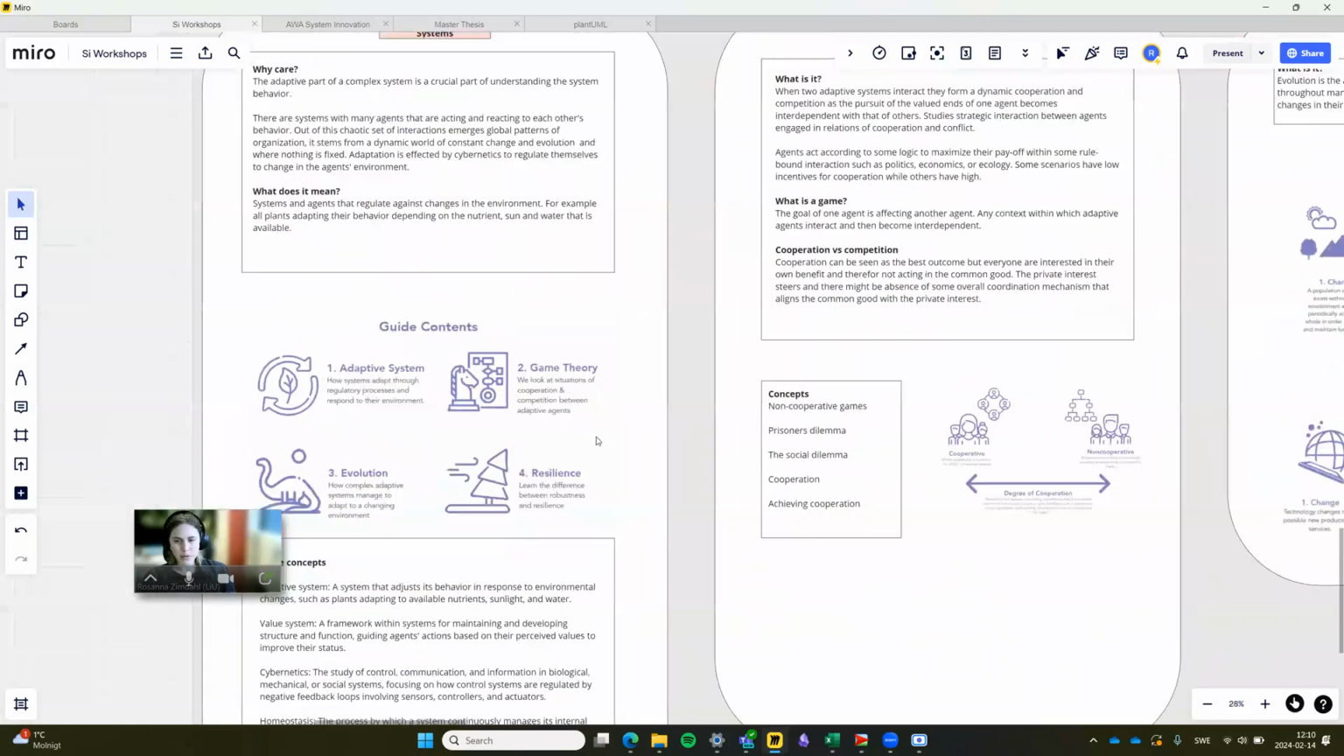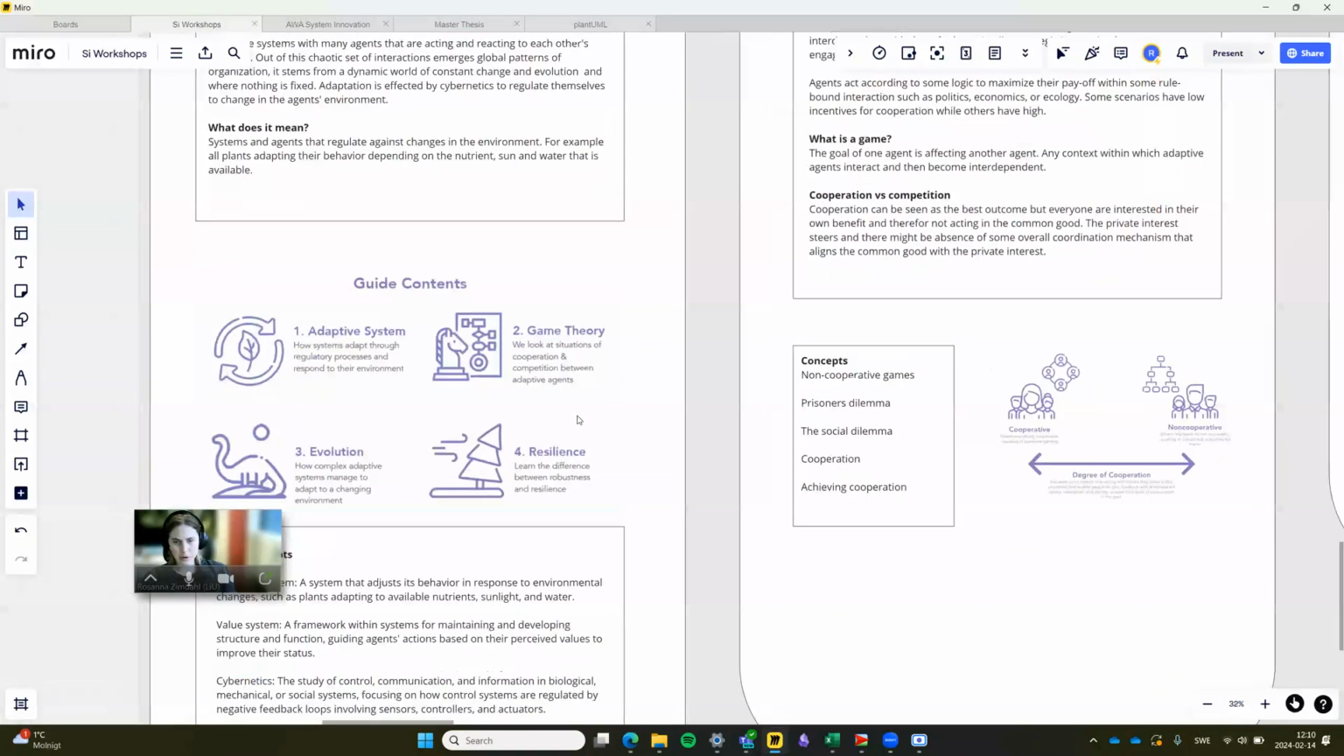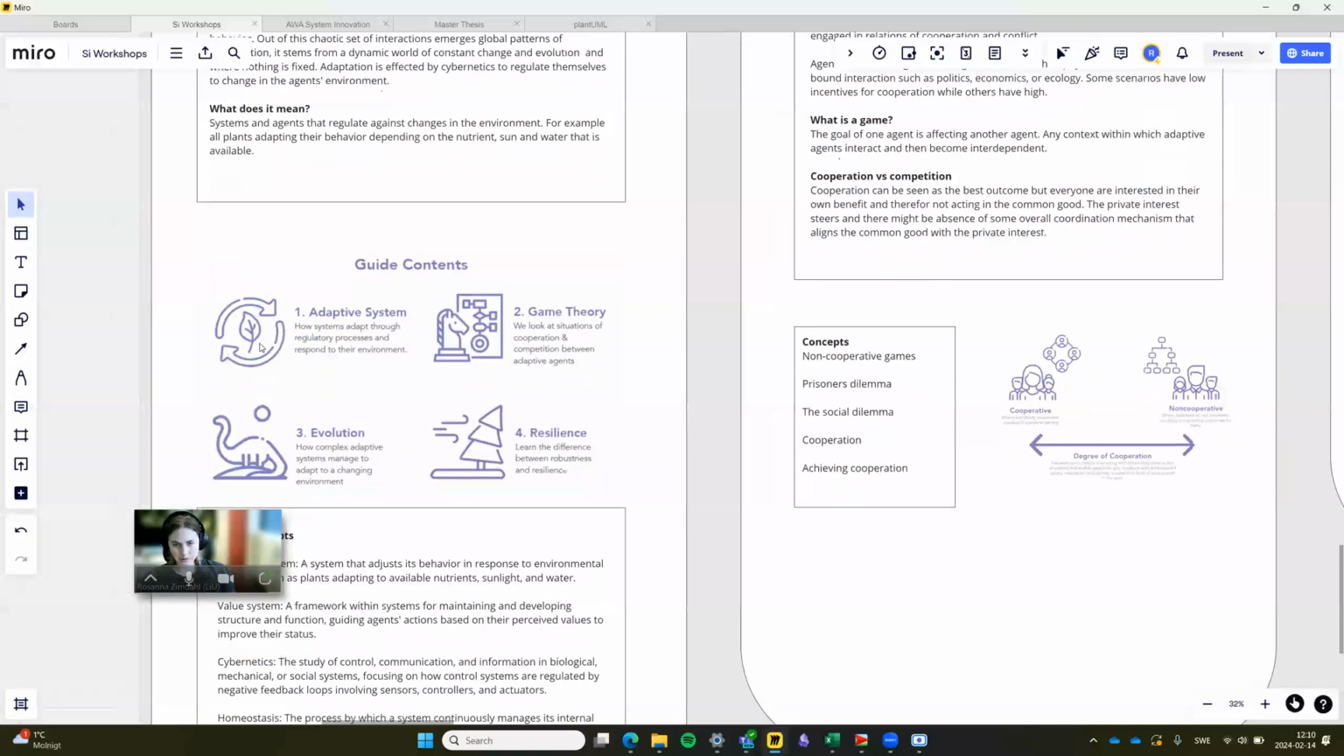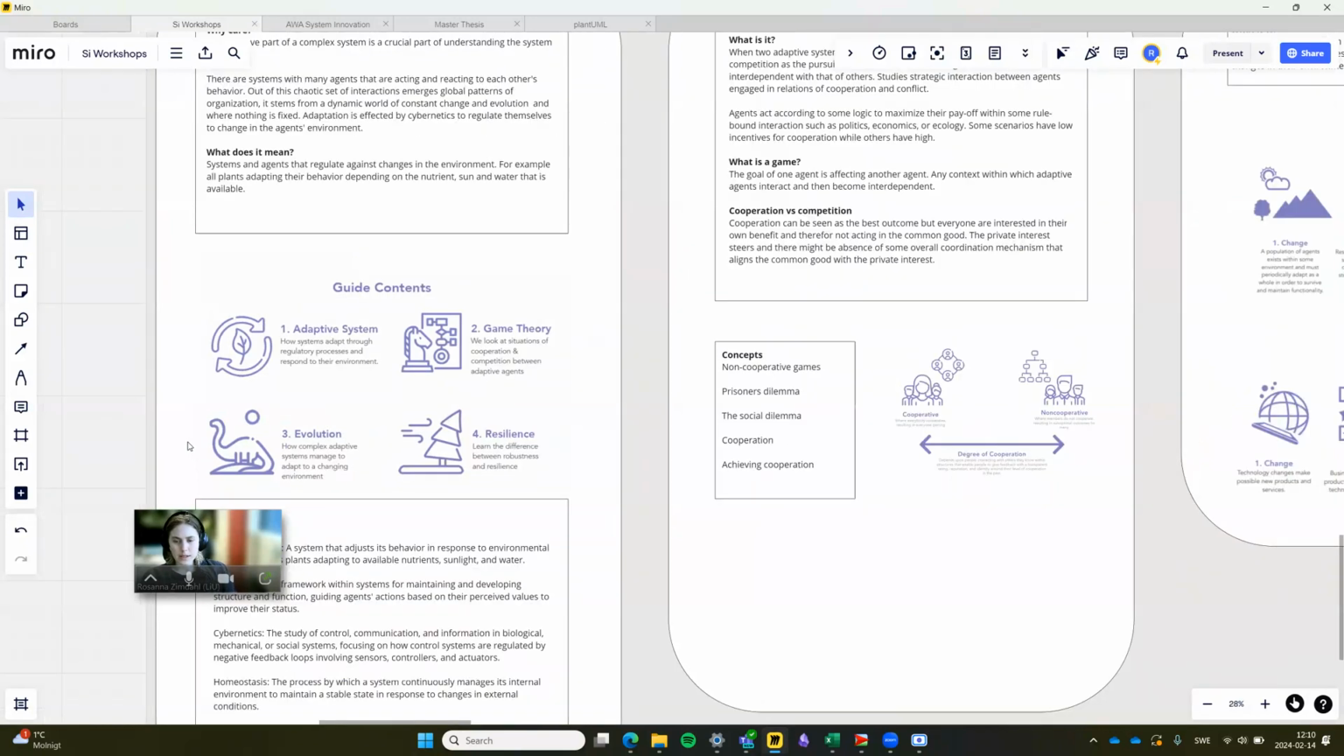And what we will go through are these 4 parts: adaptive systems, game theory, which is how agents are reacting towards each other, evolution, and then resilience, which is a characteristic of an adaptive system.